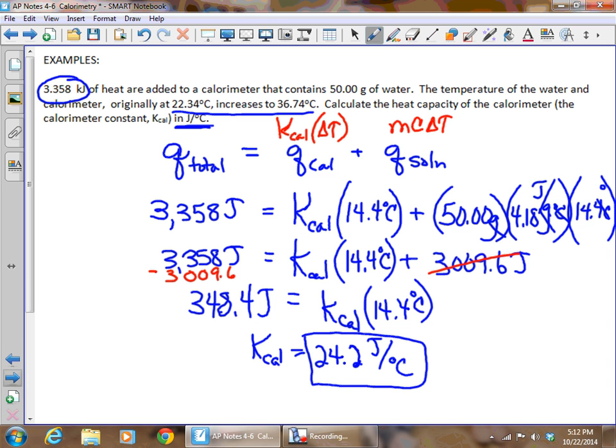We need to know that so that we can include that in any further calculations that we're going to do with that particular calorimeter. And when we do a lab over this, that's the first thing we're going to do, is figure out the calorimeter constant for our particular calorimeter.